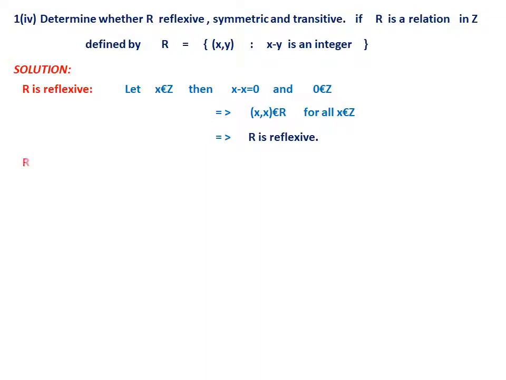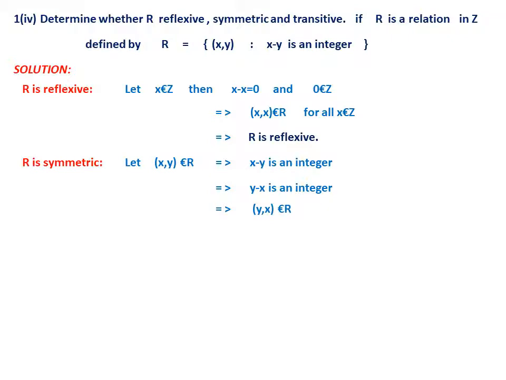Now the second one, you have to check whether it is symmetric. It is symmetric. See how to prove. Let us take, for example, (x, y) belongs to R. This implies x minus y is an integer. Whenever x minus y is an integer, y minus x is also an integer. Therefore by definition, (y, x) also belongs to R. This implies R is symmetric. So the first one, R is reflexive. Second one, R is symmetric. Then the next, R is transitive, also you can check. Let us take, for example, (x, y) belongs to R and (y, z) belongs to R. These are the two pairs belonging to the relation.